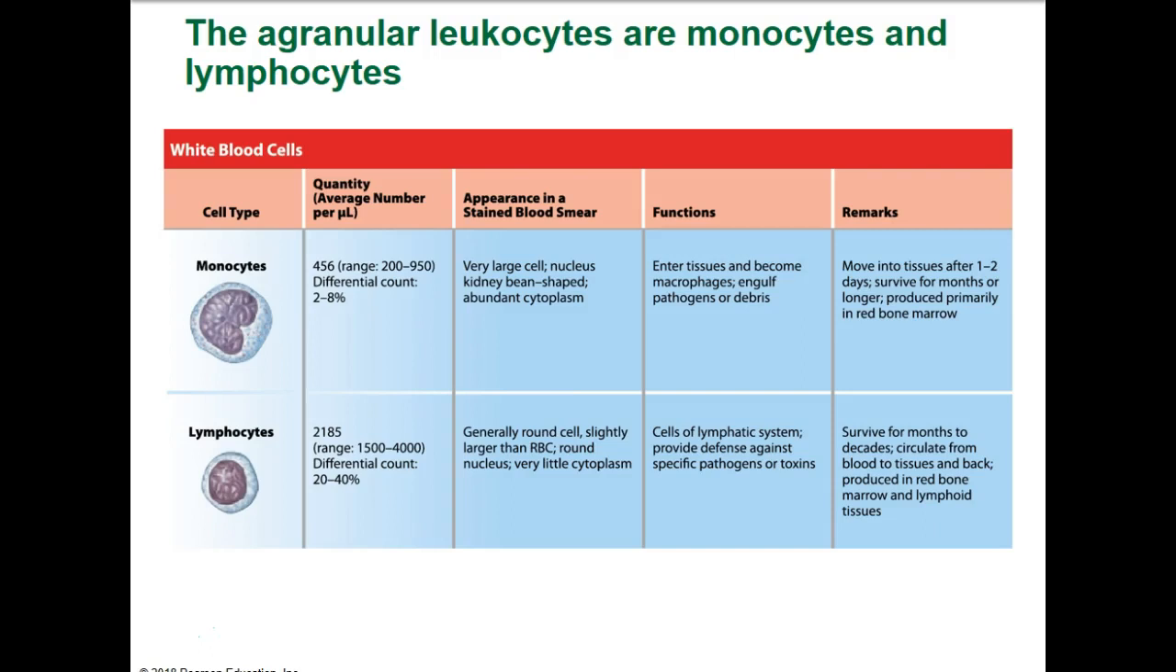They are cells of the lymphatic system. They provide defense against specific pathogens or toxins. So one thing you want to remember about lymphocytes is they're involved in specific immunity. And what that means is they actually recognize very specifically particular antigens, where the others are much more general. They're just going to go after anything that shouldn't be there. The lymphocytes are very specific. They target things. They survive for months to decades, and they circulate from the blood to the tissues and back. They're produced in the red bone marrow and the lymphoid tissues.